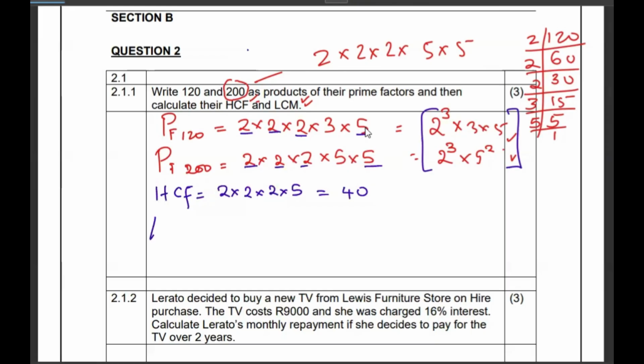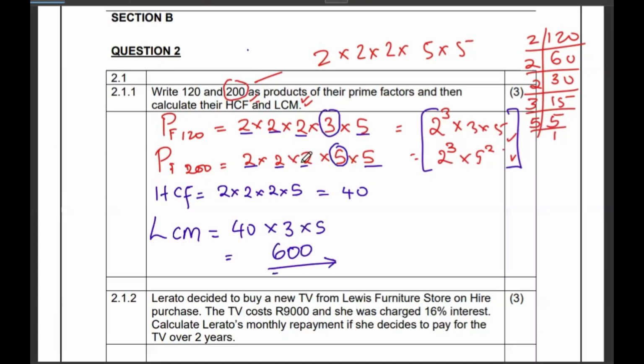Now, when I'm looking for the LCM, okay, I can just get this HCF because we've seen what is common, okay? The only thing that is left is this 3 and then this 5 that is not matching with anything. So if I get the 40 multiplied by what is left, so times 3 times 5, so 40 times 3 times 5 gives us 600. So this becomes the LCM.